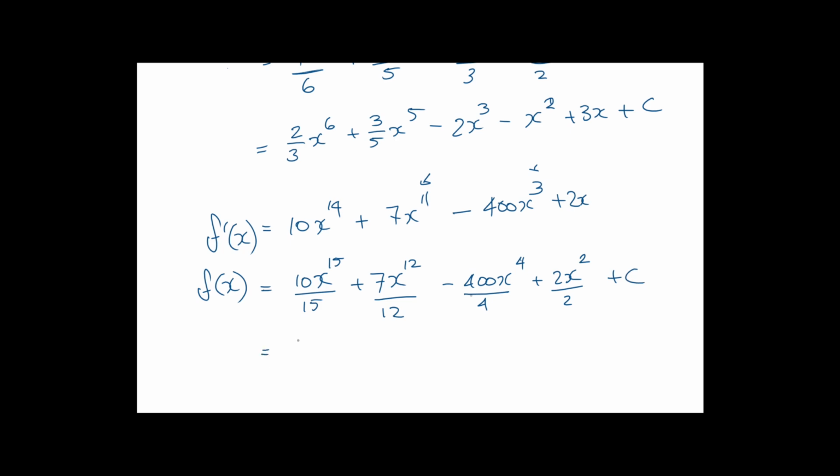All right. Can we simplify it any more? I think 2/3 x to the 15 plus 7 over 12. 7's a prime number, so it can't simplify anymore. 400 divided by 4 is 100. X to the power of 4. 2 divided by 2 is 1. Don't forget the constant. So far, so good.